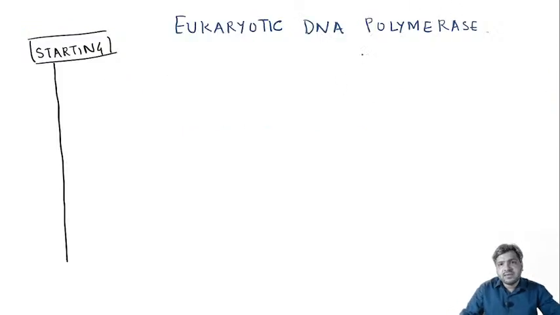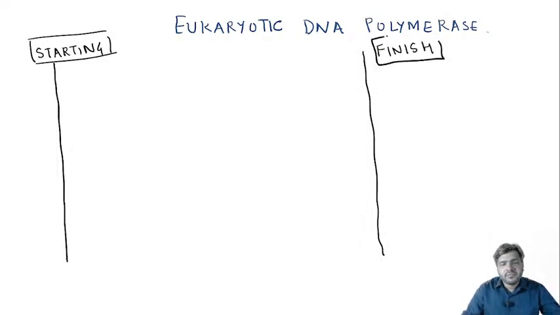We will have the finish point, guys. We have 2 points, and I will try to tell you how all the functions of the eukaryotic DNA polymerase work in just this simple diagram. You already know that.